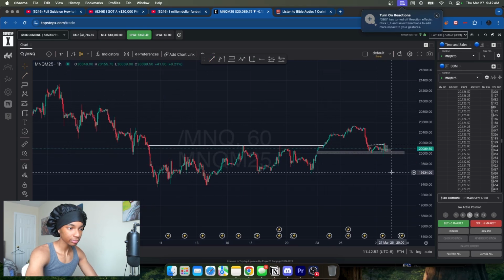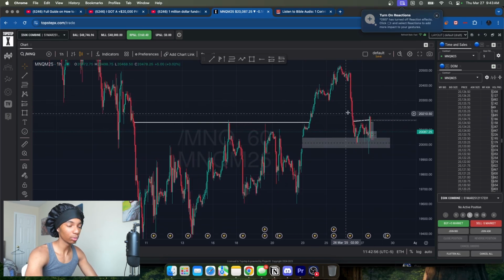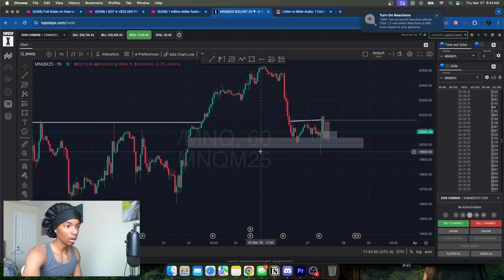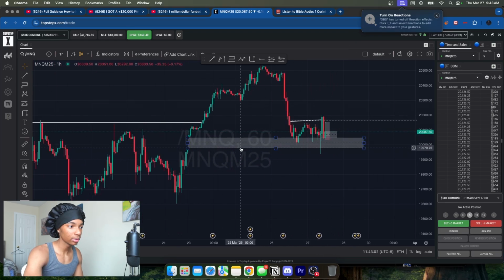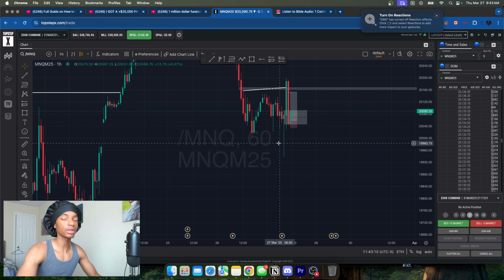We already broke structure here. More than likely we're having a pullback right now to push us higher. So, a sweep of liquidity here. Let's delete this. Also, we came and stayed above 50% of this NWOG right here, showing us more clear signs of bullish intent in the market.